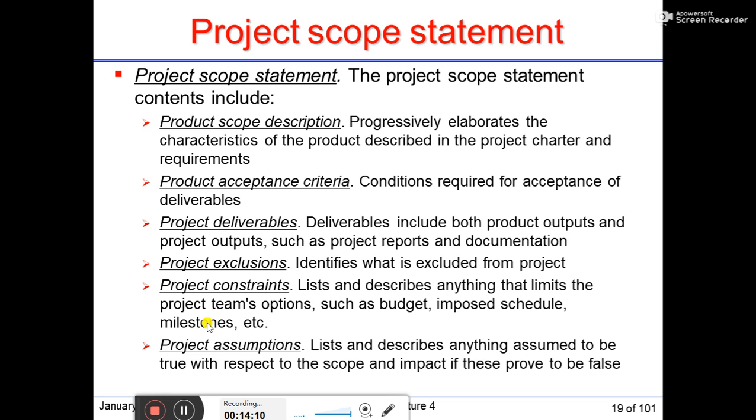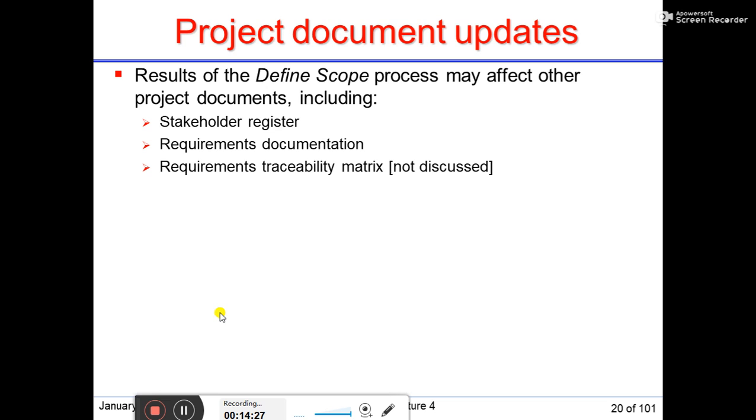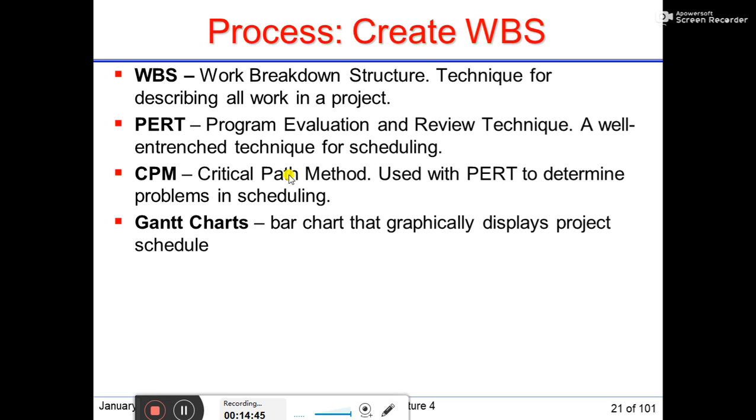Fifth is project constraints, which list and describe anything that limits the project team's options, such as budgets, imposed schedules, milestones, etc. Then project assumptions list and describe anything assumed to be true with respect to the scope, and the impact if this proves to be false. Also, results of the defined scope process may affect other project documents, including the stakeholder register, requirements documentation, and requirements traceability matrix, which will not be discussed in these slides, but these are affected after defining the scope.